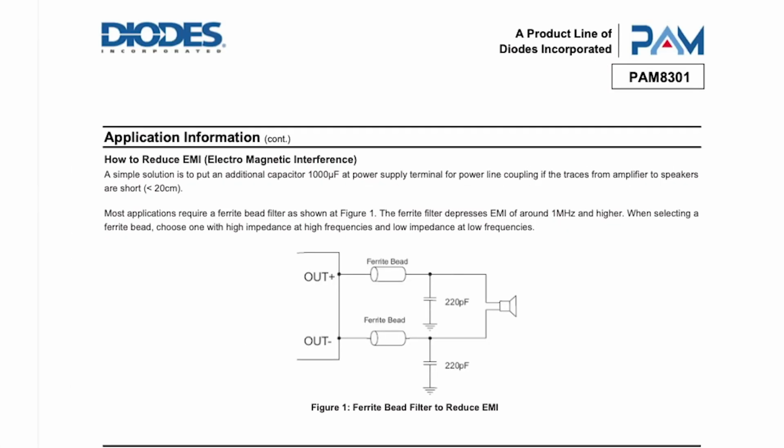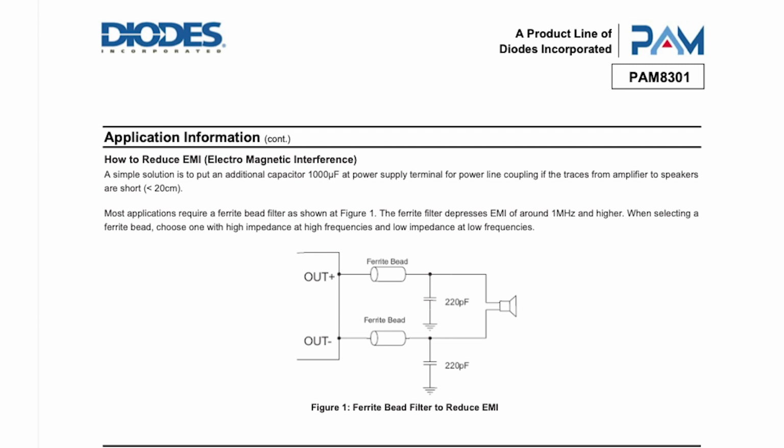Here's a little note about EMI. The datasheet says that you should use a ferrite bead filter to reduce EMI when the speakers are more than 20 centimeters away. It says when selecting a ferrite bead, choose one with high impedance at high frequencies and low impedance at low frequencies. Basically, if you use a speaker that needs a wire hookup, use a ferrite filter on the speaker lines.